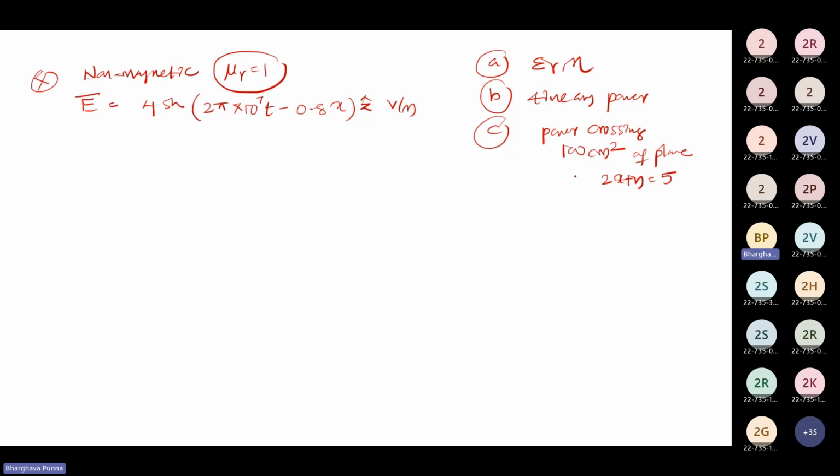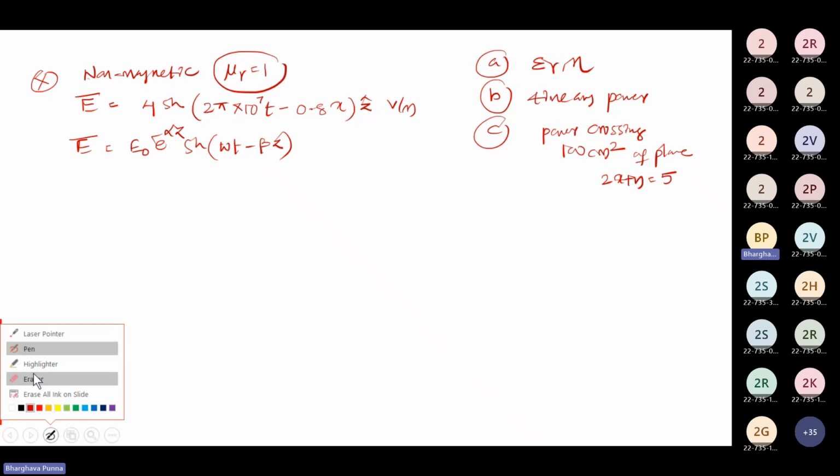So whatever the concept I have told, all those things we have to apply here. First of all, from the given E bar expression, what we can take? General E bar will be like this: E bar is equal to E naught into e power minus alpha z into sin or cos. We can take sine of omega t minus beta z. And here they have given x, so I will also take x only without any confusion.